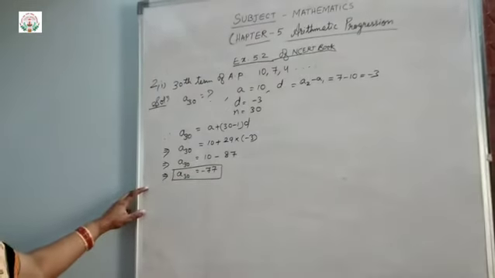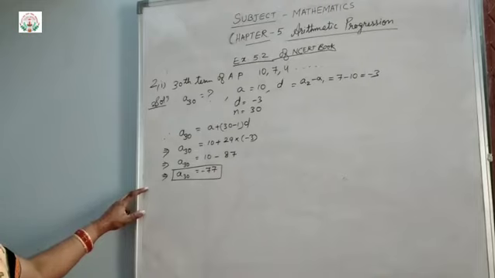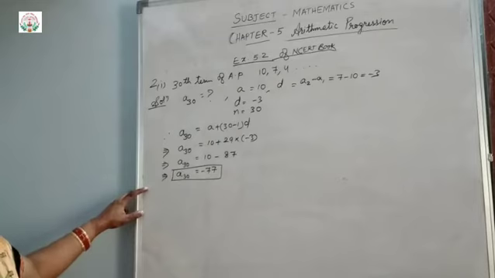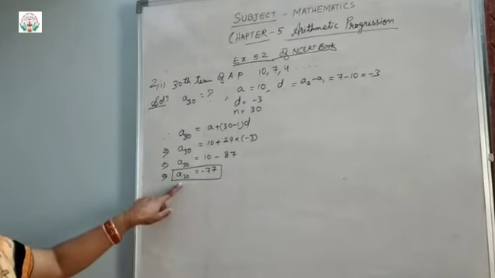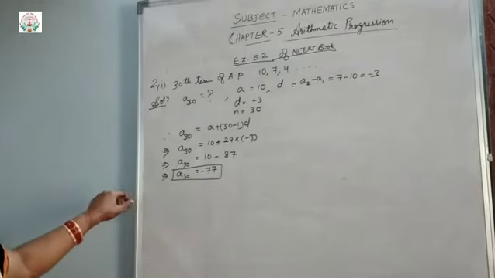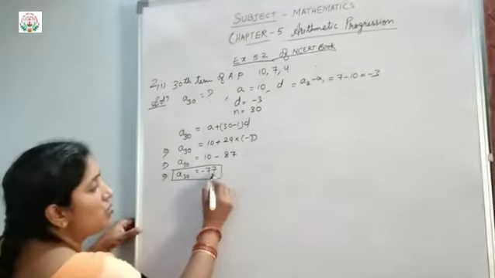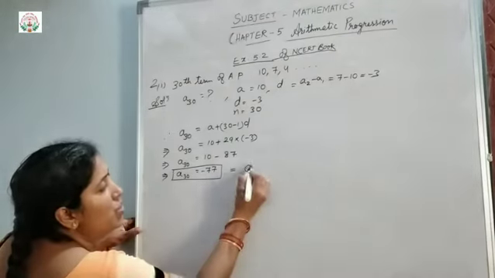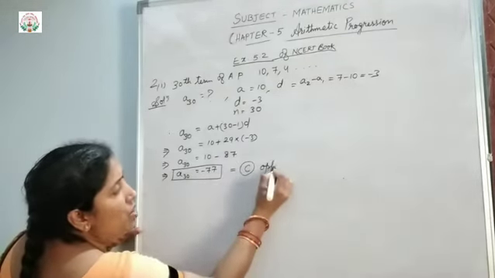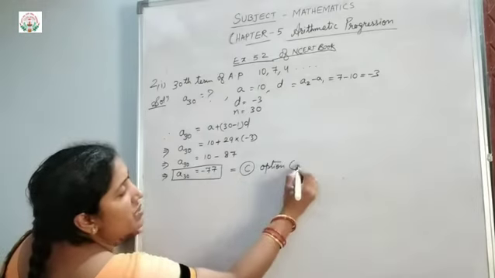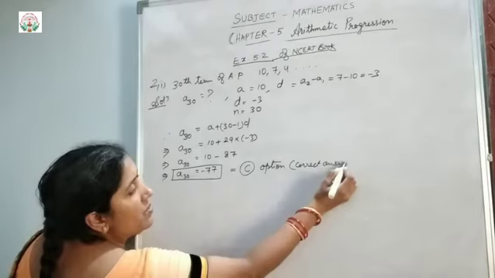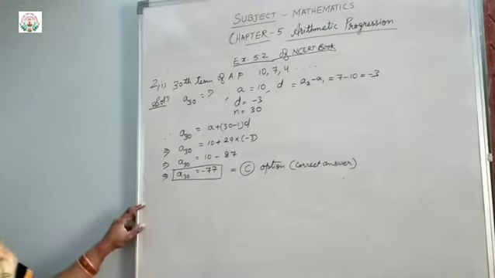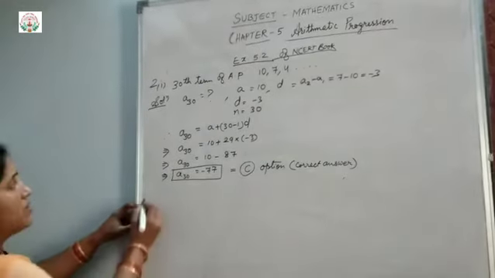Now you can check in the book what is given. A, B, C, D options are given. The first option is 97. The second option is 77. The third option is minus 77. And the fourth option is minus 87. So this value is given in option C. Therefore, this one is the correct answer. C is the correct answer. Dear children, understood this?